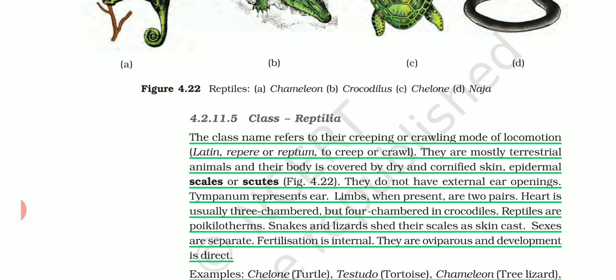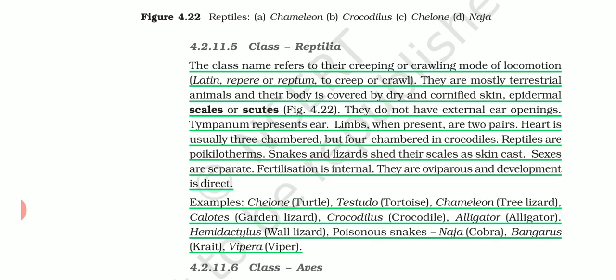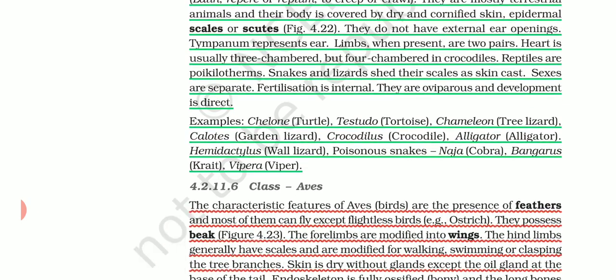Sexes are separate as already talked. Internally they fertilize, they lay eggs, and the development is direct, which means no intermediate stage will form, no larval stage. Examples we have already discussed, and many other examples are also mentioned. Any two you can remember.